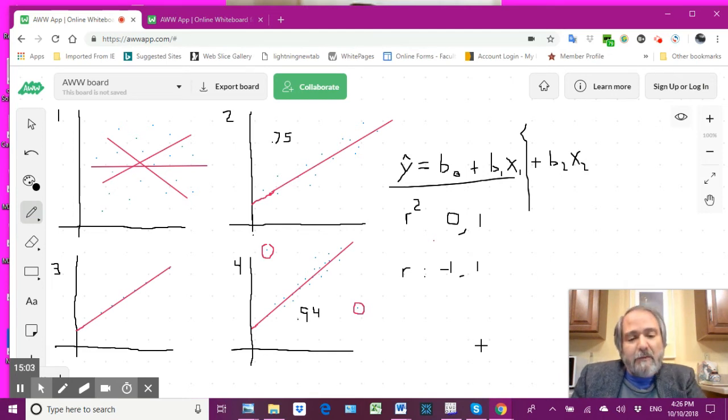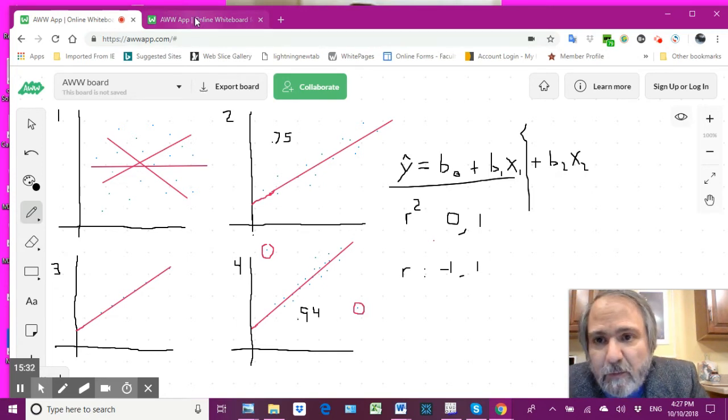The sign of r, using a one independent variable system, typically corresponds to the sign of the coefficient for the independent variable. So I could have an r of -0.92 and have a very high r square. Possible. Let me give you an example.